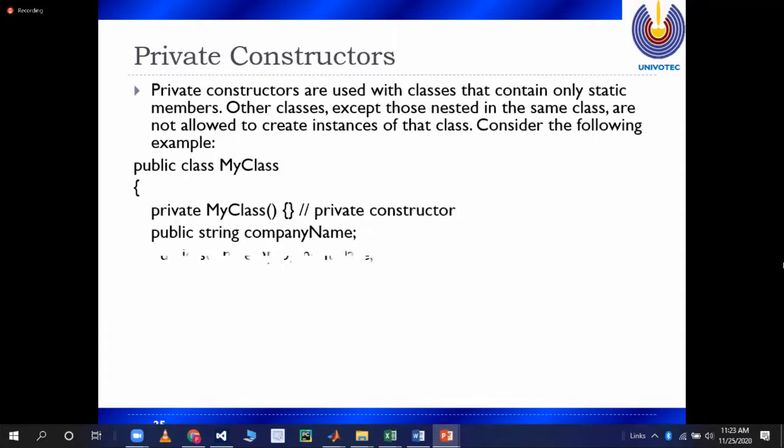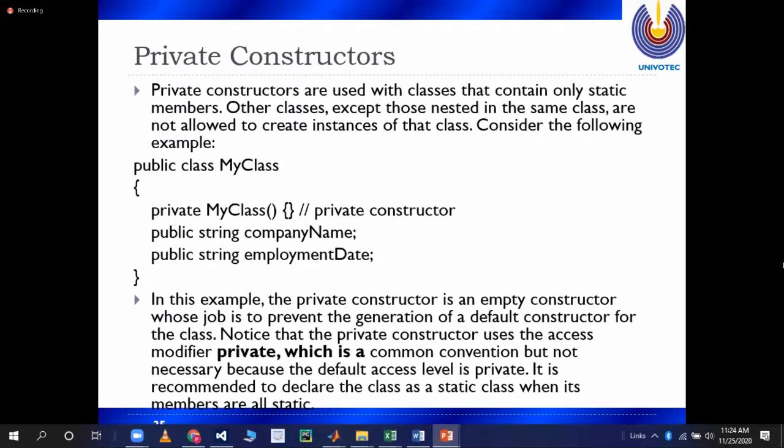For the default constructor, the private constructor uses the class modifier private, which is the common convention. But it is not necessary because the default access level is private. It is relevant to declare.